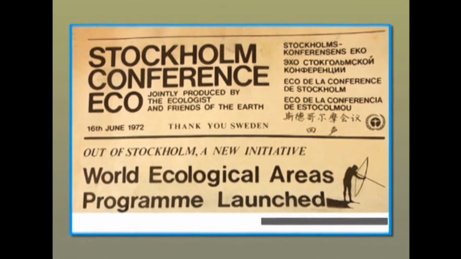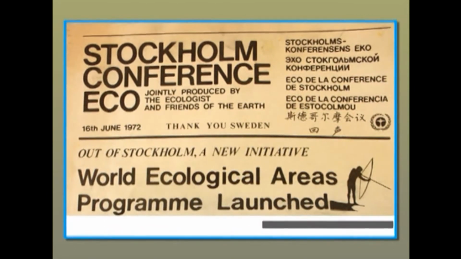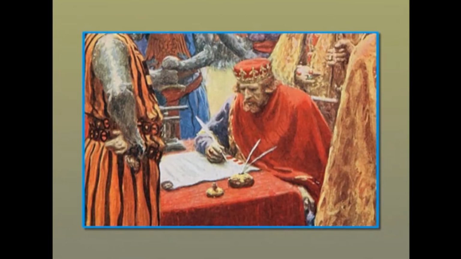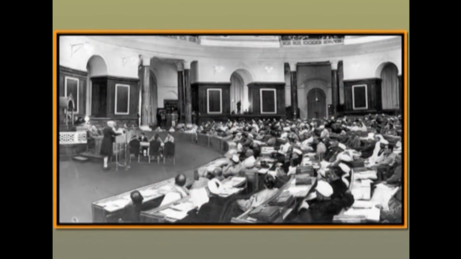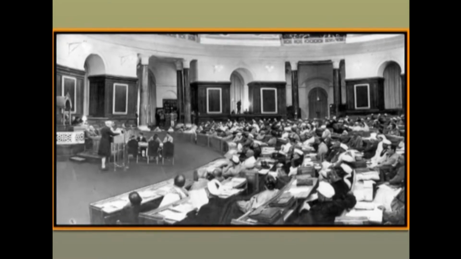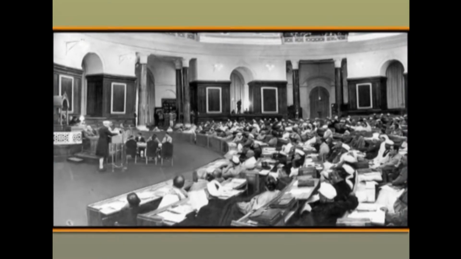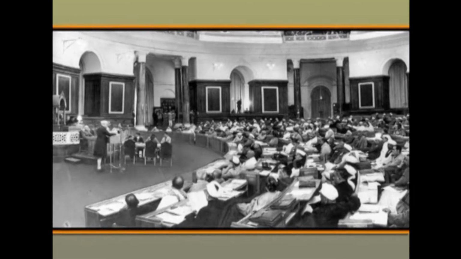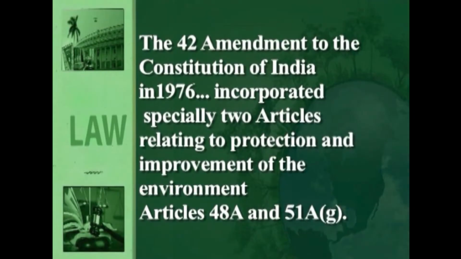India was also one of the signatories of the Stockholm Declaration, which is known as the Magna Carta on Human Environment. To fulfill its promise made at the Stockholm Conference, the Indian Parliament passed the 42nd Amendment to the Constitution of India in the year 1976 and incorporated specially 2 articles relating to protection and improvement of the environment, which are Articles 48A and 51A Clause G.